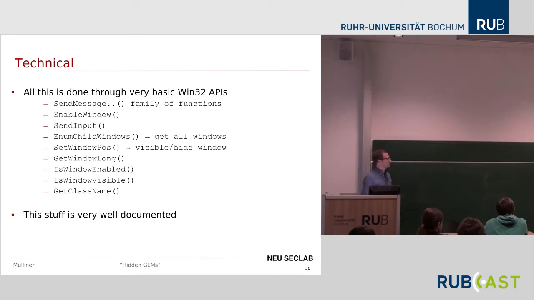On Windows, this is a very small set of APIs, which are all very well documented. You can just use calls like EnumChildWindows, where you say, give me all of the windows that are owned by this PID. Then you can query information like, is this window enabled, is it visible, what's the position, or you can send input to the application or to the widget specifically.